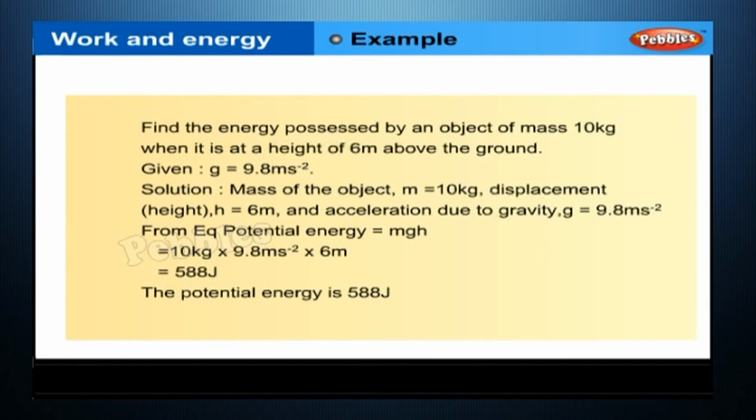Example: find the energy possessed by an object of mass 10 kg when it is at a height of 6 m above the ground, given g = 9.8 m s⁻². Solution: mass of the object m = 10 kg, height h = 6 m and acceleration due to gravity g = 9.8 m s⁻². From the equation, potential energy = mgh = 10 kg × 9.8 m s⁻² × 6 m = 588 joules. The potential energy is 588 joules.